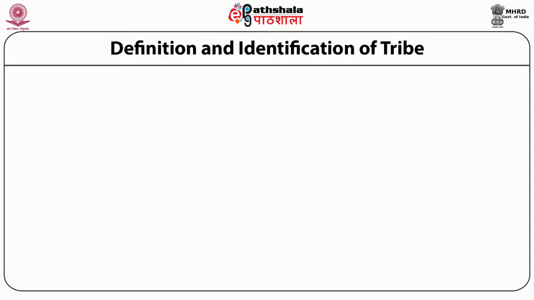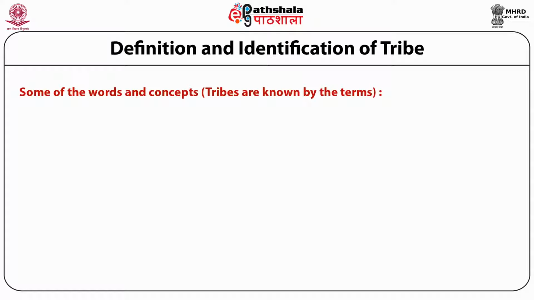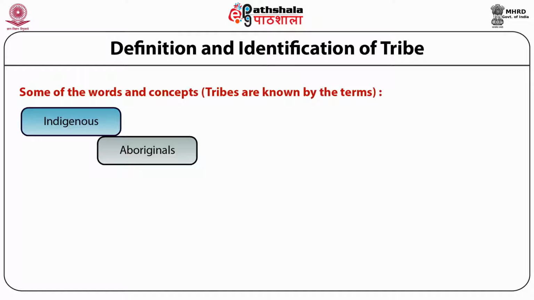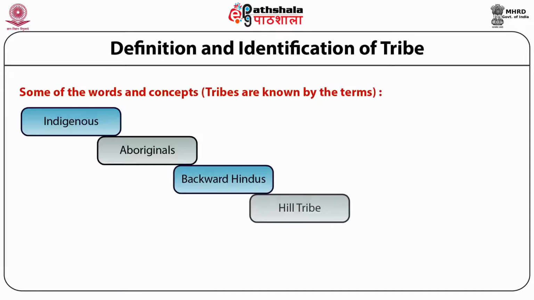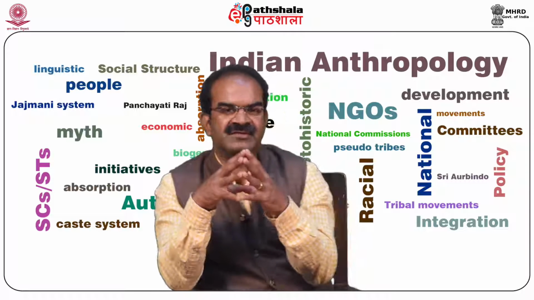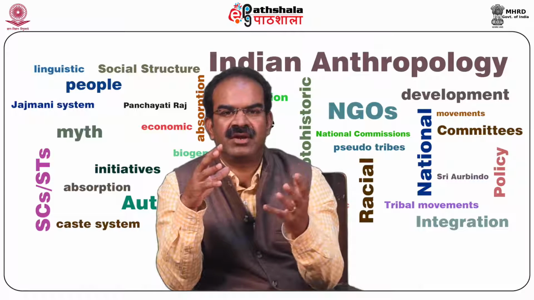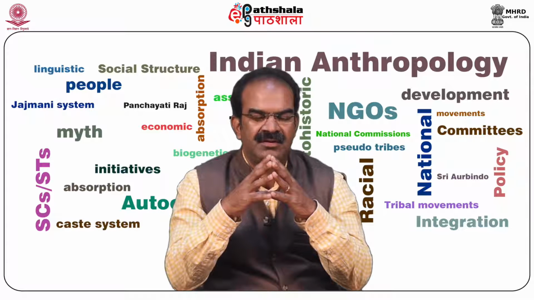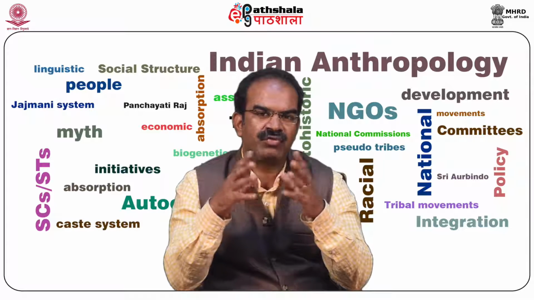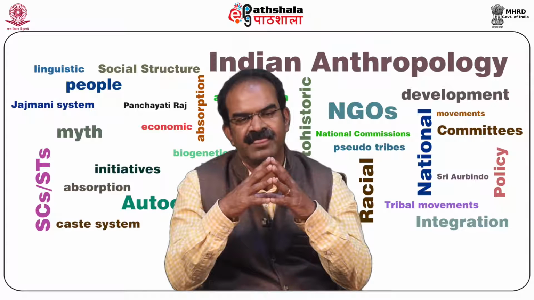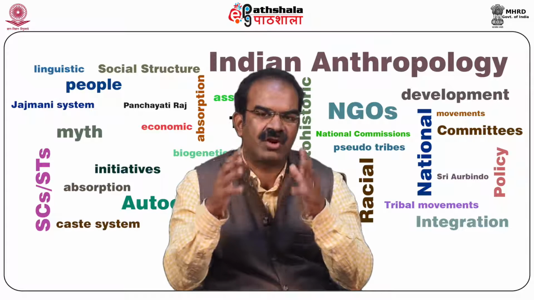You might come across some words and concepts in many conversations, in some books, or in any form of literature. Words like indigenous, aboriginals, backward Hindus, hill tribe, plain tribe, primitive, and Adivasi. Now, what makes a community a tribe? Can we call any group of people a tribe? If not, then what are the distinctive or unique features to call people a tribe?